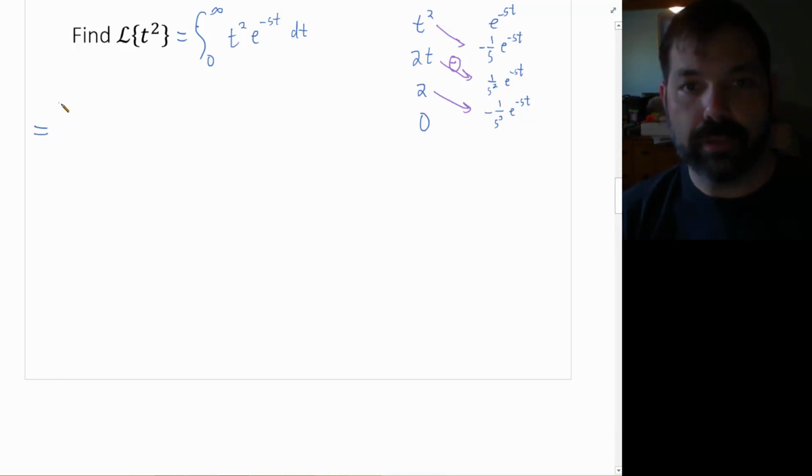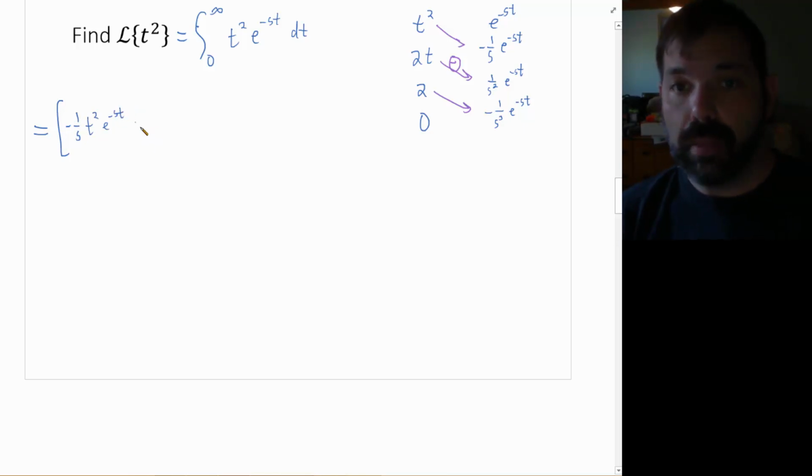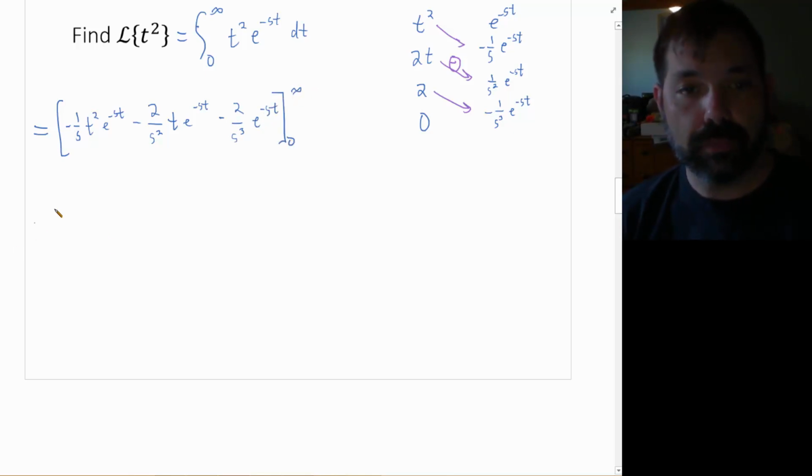So then we would have that this is negative 1 over s t squared e to the negative st, minus 2 over s squared t e to the negative st, minus 2 over s cubed e to the negative st, evaluated from 0 to infinity. Alright, now let's think about what's going to happen if we substitute infinities.